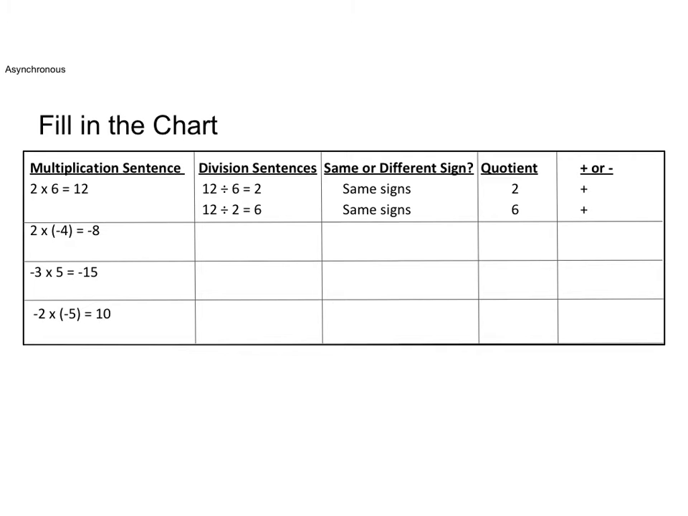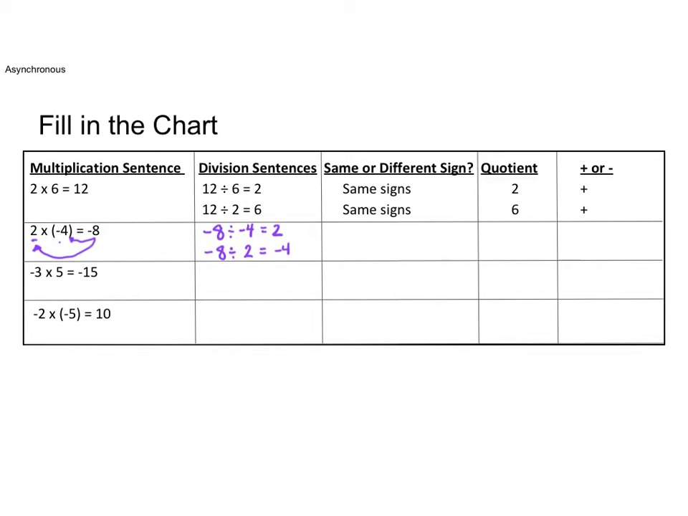So I see 2 times negative 4 equals negative 8. Well, I'm going to start with negative 8 divided by, and I'm going to just go backwards, okay? Divided by negative 4 equals 2. So I just take the numbers right from the multiplication sentence, okay? And now I'm going to do the same thing. I'm going to have negative 8, but this time instead of negative 4, I'm going to divide it by 2. So negative 8 divided by 2 equals negative 4. Do you see how I have all the same numbers? Negative 8, negative 4, and 2.